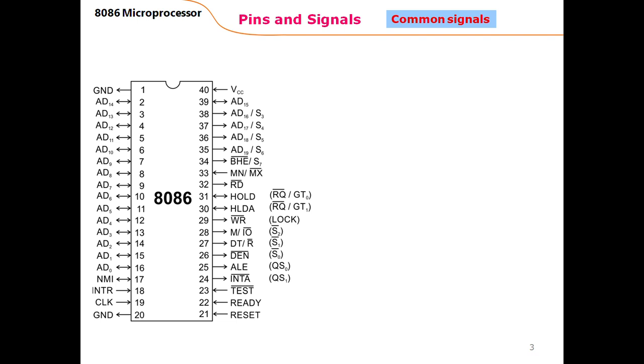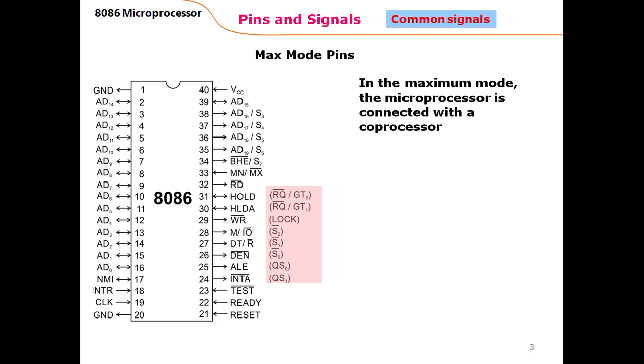Some of the pins have different functions. They are called multiplexed pins, and some of the pins have different functions when they are used in the minimum mode or in the maximum mode. For example, pins 24 till 31 have these functions when they are used in the maximum mode. So these are the maximum mode pins. These pins function differently when they are used in the maximum mode.